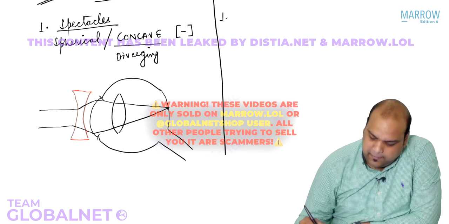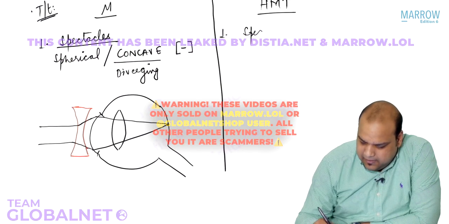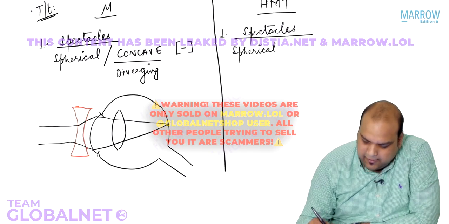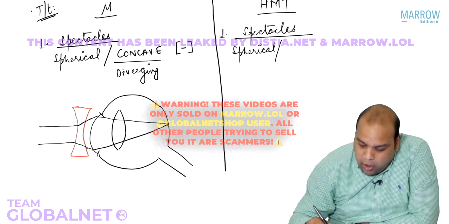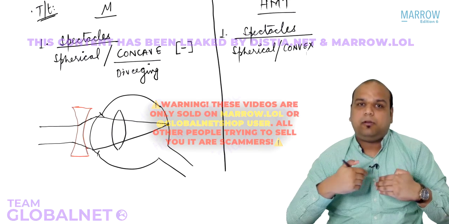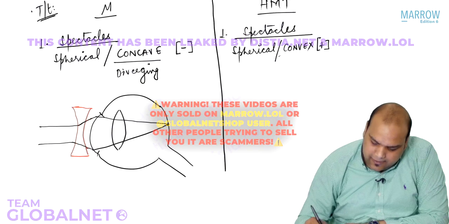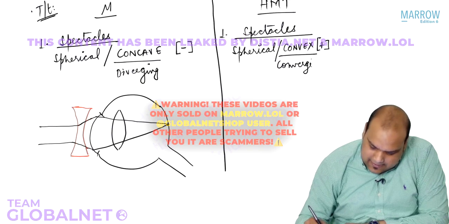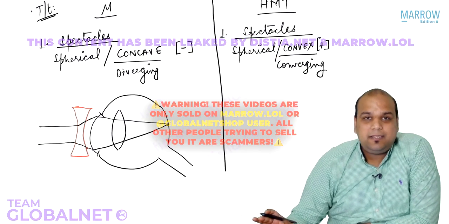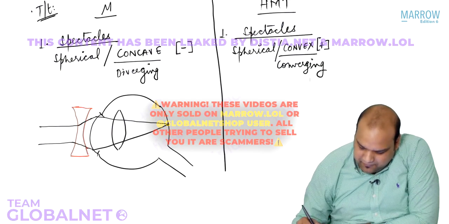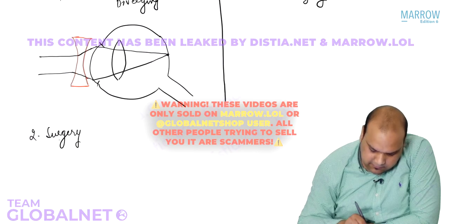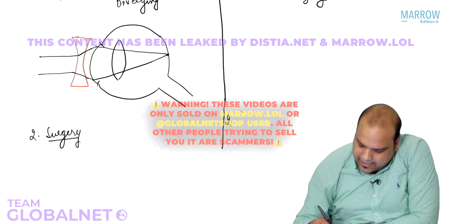Now, what will be the treatment of hypermetropia, everybody? Again, obviously, spectacles. Again, spherical, because this is also a spherical refractory error. But instead of concave, it will become convex, because now the image was forming behind the retina, so I need to converge it more. Converging lenses, convex lenses or plus lenses. The power of the eye is less, so I need to increase the power, guys. I hope we are clear about this. No confusion about the spectacles at least. Now, secondly, what we can do is, obviously, we can do surgeries for both myopia as well as hypermetropia.